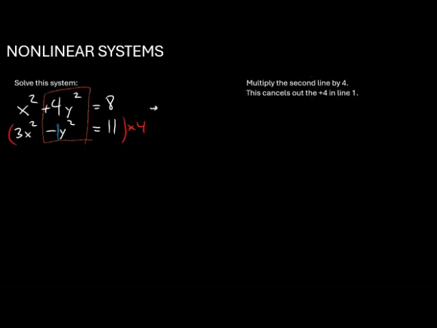If I do that multiplication, my first line does not change yet, but the second line will change because we'll take 3x squared times 4 to get 12x squared, negative 1y squared times 4 to get negative 4y squared, and 11 times 4 to make 44. Now the 4y squared plus negative 4y squared will cancel out when I combine these two equations together.